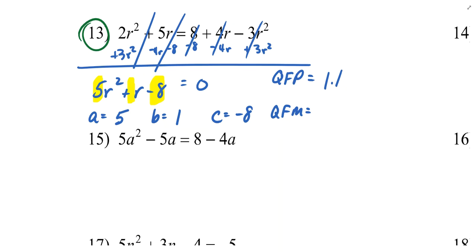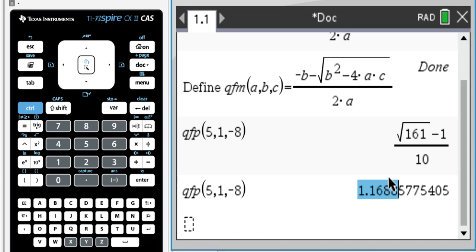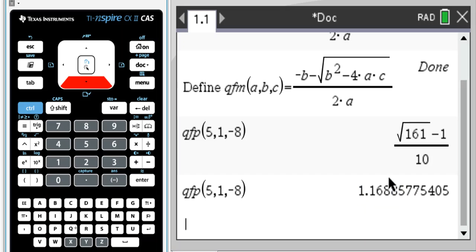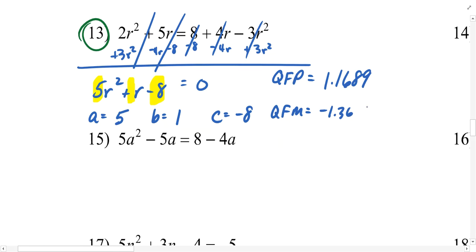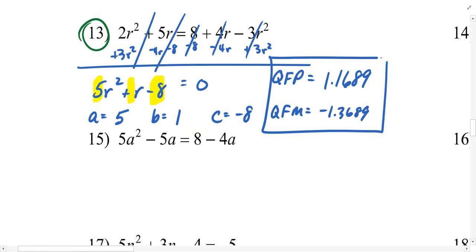So for my QFP result, I'm going to say 1.1689, and then I'll do the same thing for the QF minus. We'll use the same numbers because we're evaluating the same formula in 2 different directions, which is necessary to obtain our 2 results. And when I calculate the quadratic formula minus, I get negative 1.3689. And these are the 2 solutions to this particular example.